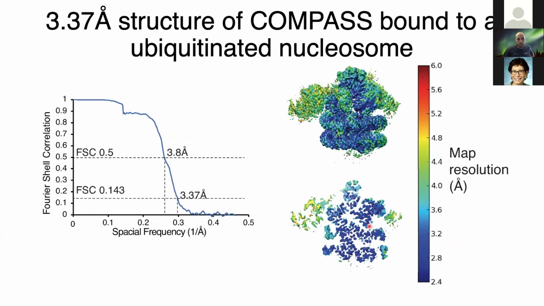And again, we see this all the time with nucleosome-bound proteins, where the nucleosome is very high resolution, and then the resolution of things binding to the nucleosome sort of decreases as you reach the periphery.